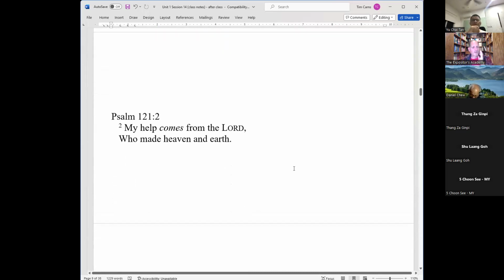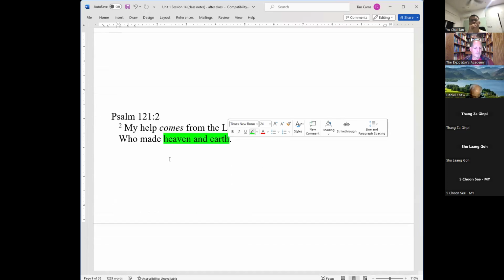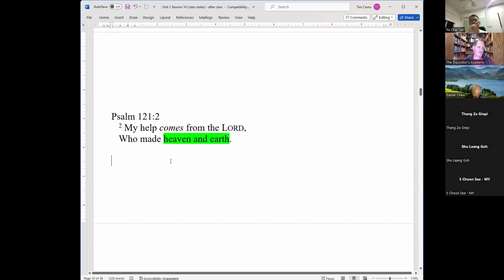Here's one more we did together, I think. My help comes from the Lord who made heaven and earth. That's a merism, emphasizing all things. And really here, it is literal in this sense, because he did actually make heaven and earth. But it is also a merism in the sense of emphasizing the totality of his creation.